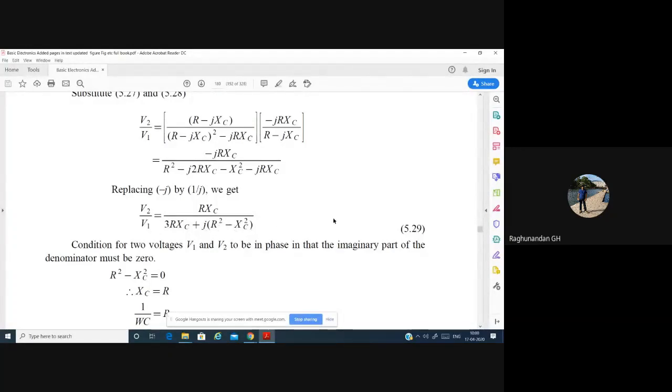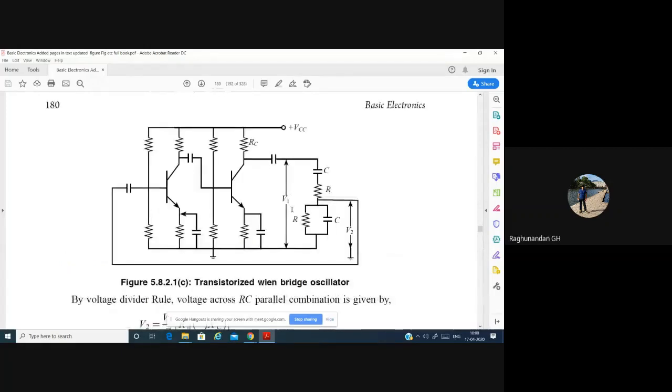Now there is a condition: V1 and V2 are said to be in phase. That means the signal we are getting here and the signal we are getting here are in phase. Yes, obviously they have to be in phase, because this is the voltage we are getting at the output, and this is the voltage we are feeding at the input. According to the Barkhausen criterion, the total phase shift should be 360 degrees or 0 degrees, meaning the output and the input should be in phase. Then only are you able to produce oscillation.